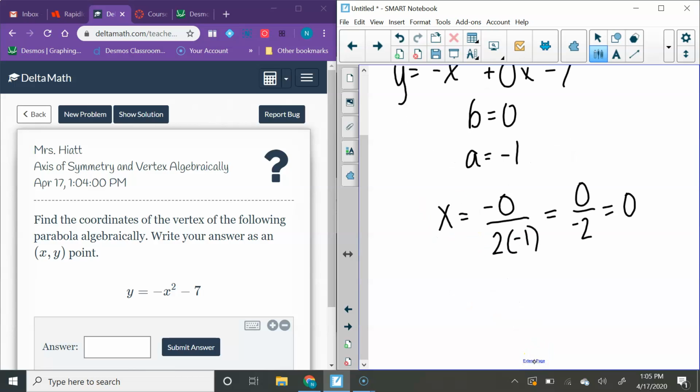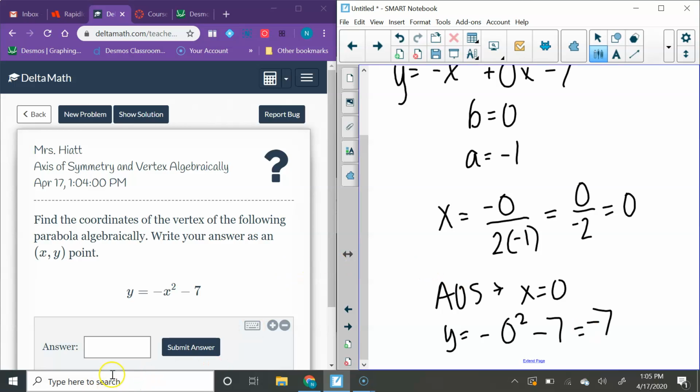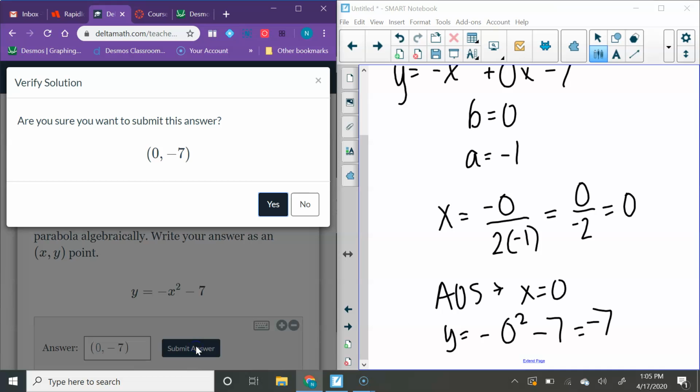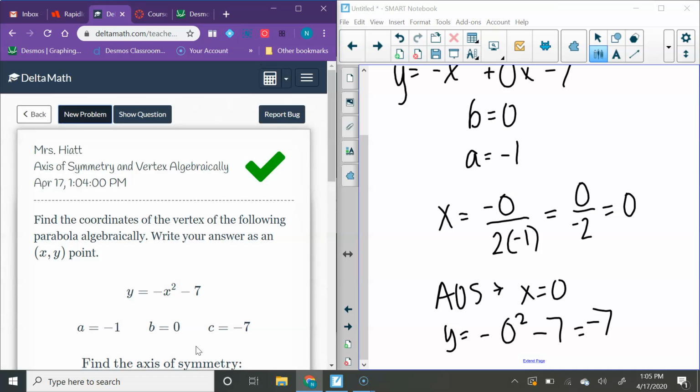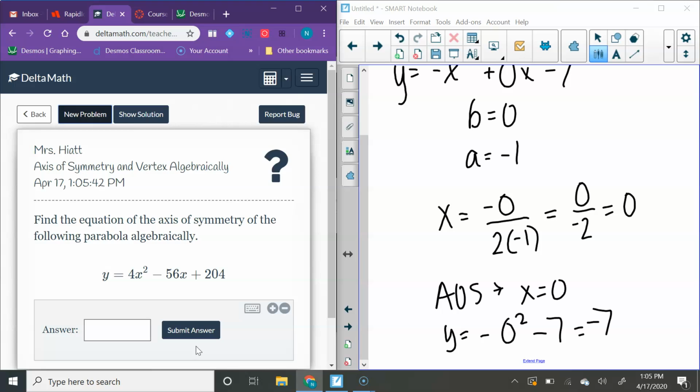And then axis of symmetry is at x equals 0, but it does not ask for that. It asks for the vertex. So to find the vertex, you would do y equals negative 0 squared minus 7, which is going to give you negative 7. So your coordinates for your vertex would be 0, negative 7. You'll see if you graph this, this is actually also the y-intercept for that particular graph. And so that's what it will be looking for. Make sure you pay attention whether it's saying axis of symmetry or vertex, and answer those questions for me.